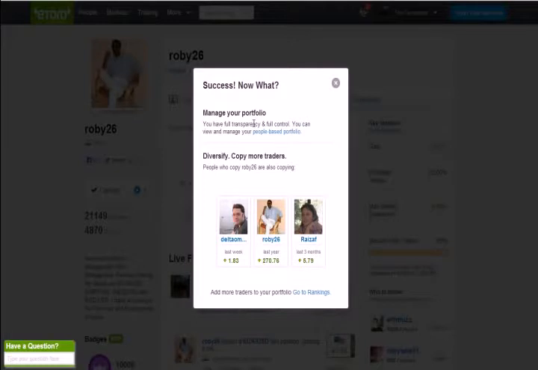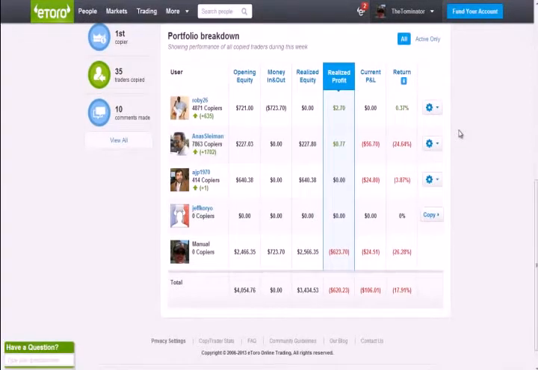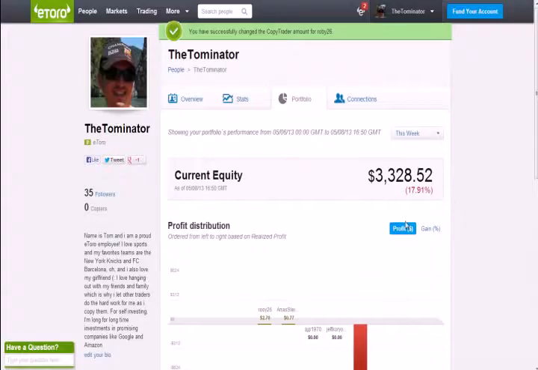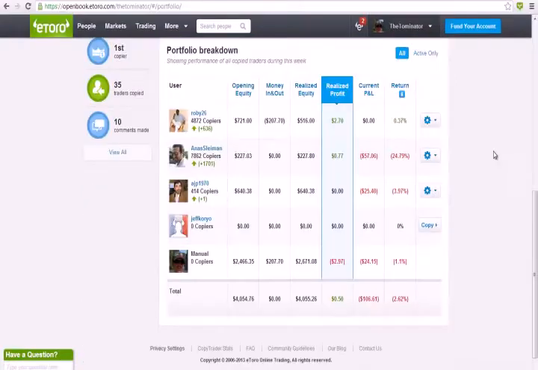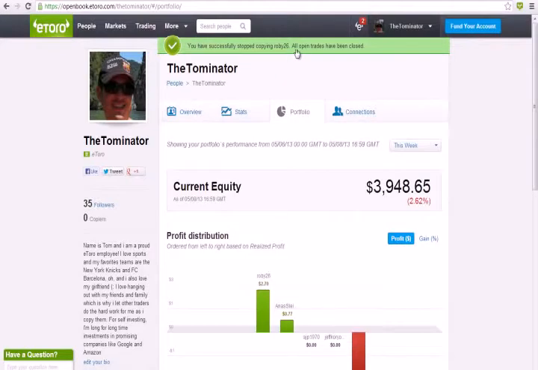You can view and manage your people-based portfolio. So let's click on it and see how we can manage it. Over here, I can see all the people that I'm copying and also my manual trades. If I want to add or remove funds from one of the people that I'm copying, it's very easy. I can remove or add, and all I have to do is click update. And you have successfully changed the copy trader amount for Robbie26. I can also stop copying one of my traders altogether by clicking on stop copying. And by approving, you have successfully stopped copying Robbie26. All open trades have been closed.